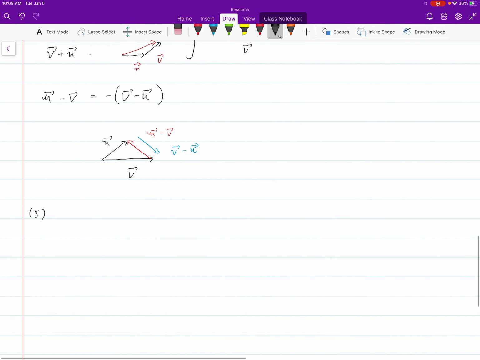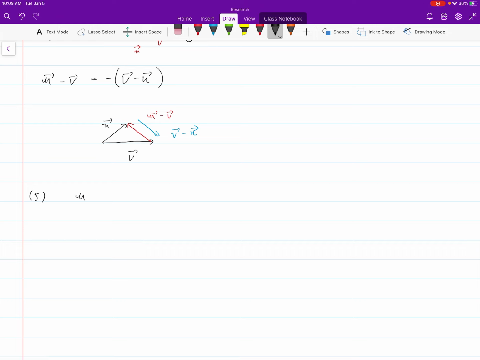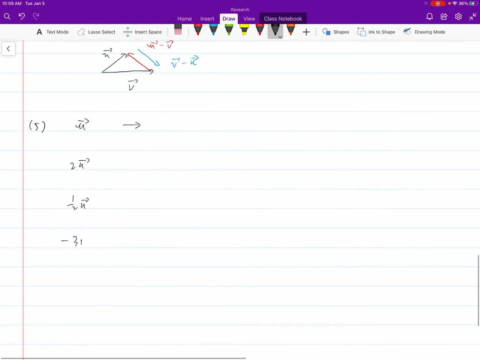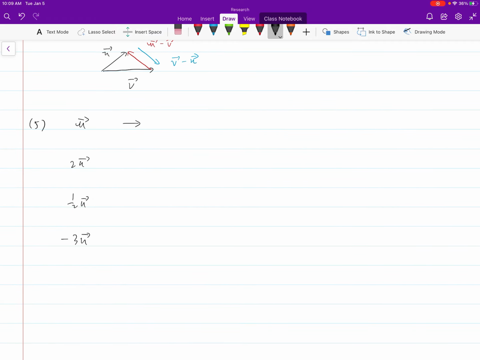Finally, scaling. What do you mean by a number times a vector? For example, if you know this is u, what do you mean by double u? Or half u? Or even negative 3u? Okay. Now keep in mind, every time you have a number before a vector, you always keep the same direction but change the size. So if you have 2u, you keep the same vector in the same direction, but double the size. Why? Because 2u is basically what we defined by u plus u.